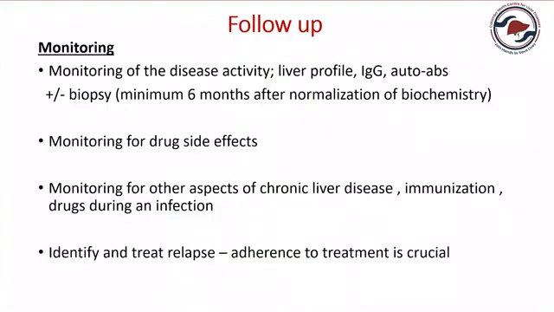So now we have diagnosed and we have treated, and how should we follow up? What are the things we should be monitoring? So during the follow-up, we should monitor the disease activity clinically, biochemically, and histologically. Clinically, obviously, we would ask history, symptoms, signs. Biochemically, we would do liver enzymes, liver profile. We need to do immunoglobulins for the follow-up. We need to do autoantibodies for the follow-up infrequently, but we need to do.